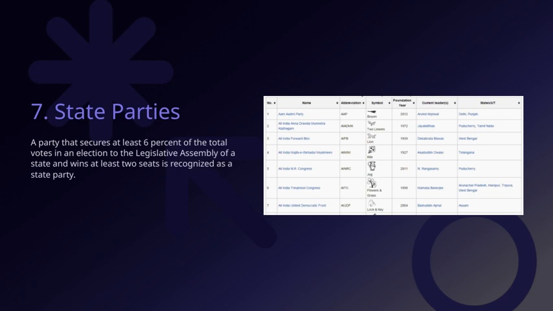Recognizing such parties helps us understand the political landscape better, as it shows which parties have a meaningful presence beyond just a few votes. This recognition can influence how parties are treated in terms of election funding, access to certain privileges, and overall political influence within the state. So, in summary, a party becomes a state party by achieving both a minimum percentage of votes and a minimum number of seats, highlighting its importance in the state's political arena.